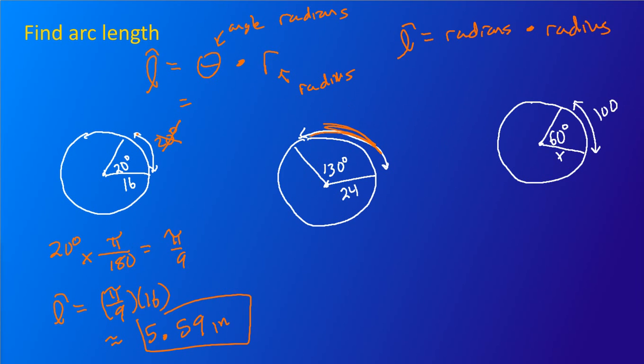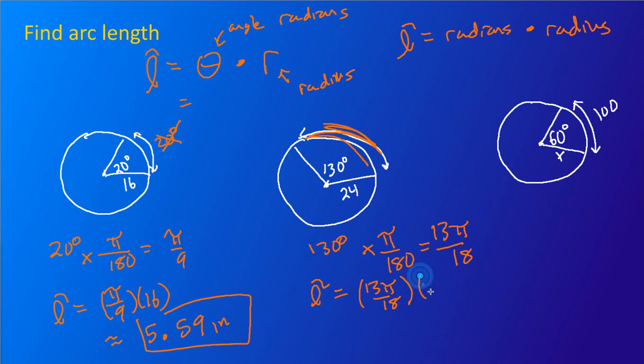All right, the next one is also set up to find arc length. I want to know this physical length right here. So I need to change the 30 degrees to radians. I get 13 pi over 18. Now I'm going to use that in my arc length formula. So I'm going to put this in, 13 pi over 18, multiplied by the 24, my radius.